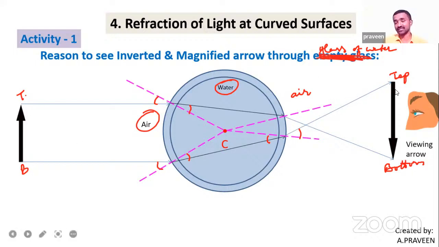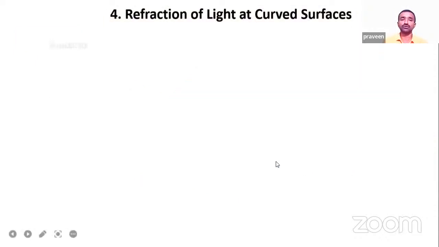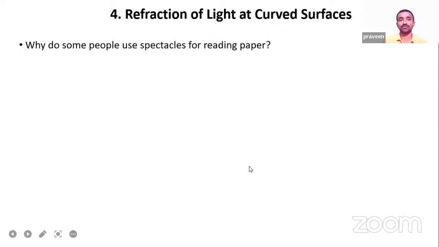So here, compare the sizes. You viewed that the arrow is magnified and oppositely faced. So we can generalize that an inverted and enlarged image is viewed through the glass of water. So this is observed. Here, the top to bottom ray reached at the bottom and the top oppositely. So now come to the questions asked in your textbook.